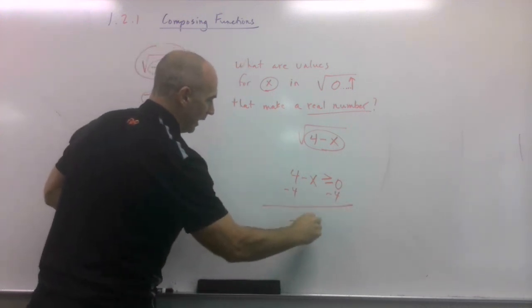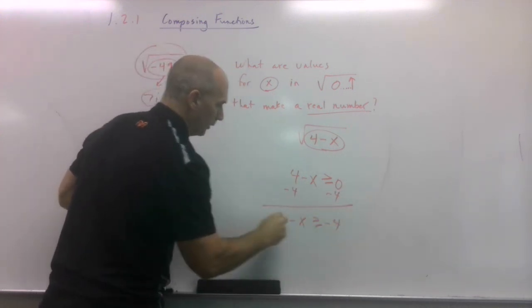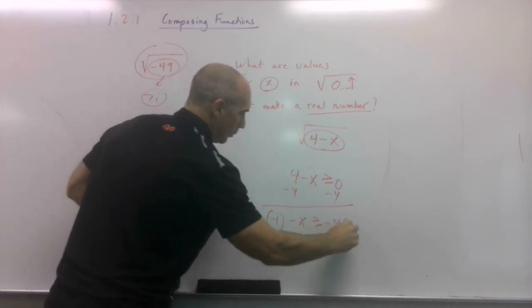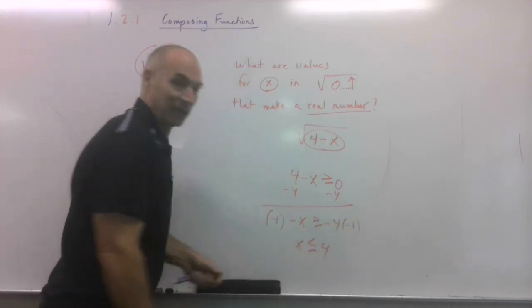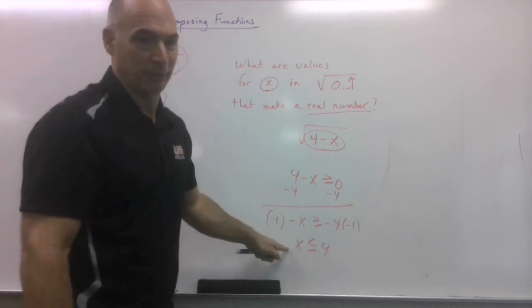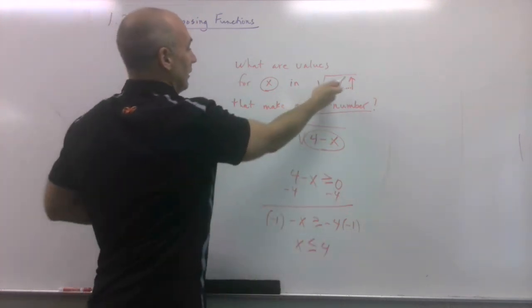So I get negative x greater than or equal to negative 4. Remember, if you multiply an inequality by a negative, you got to flip the inequality. And then you can always plug this in. What's less than 4? Plug it in and see if it's true.